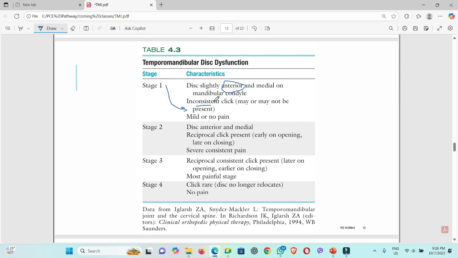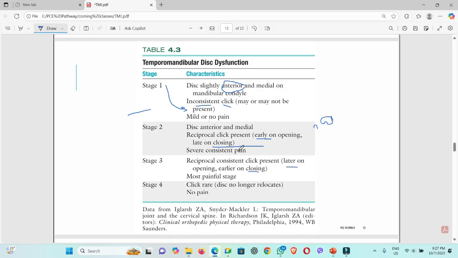Inconsistent pain. Here we are talking about click, so the click is inconsistent. There is mild or no pain, right? So in stage 2 the herniation will increase. The disc will move more anteriorly, right? Anterior and medial. Now if it goes slightly anterior, then definitely there will be reciprocal click. The condyle will jump off the edge, the posterior edge, and there will be reciprocal click while closing the mouth. Now, early on opening, late on closing. This I'll describe later because a similar term is coming down.